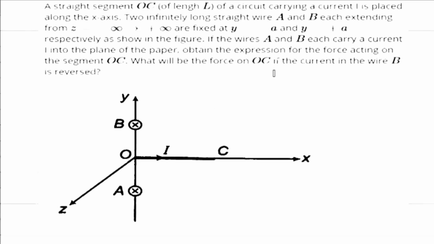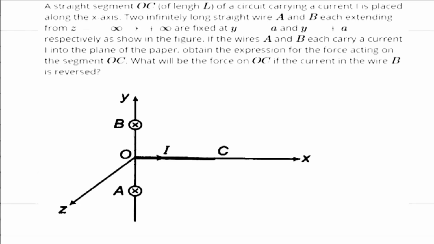If the wires A and B each carry a current I into the plane of the paper, obtain the expression for the force acting on the segment OC. So if there is a current carrying through these wires, there will be a force acting on the wire element OC also. So what is that force acting on the segment OC? You have to find it. That is the first one.